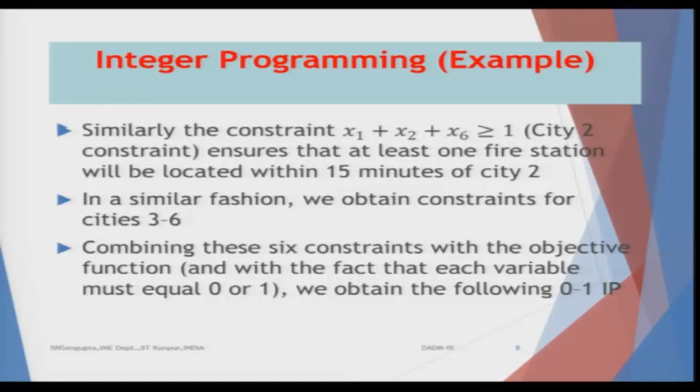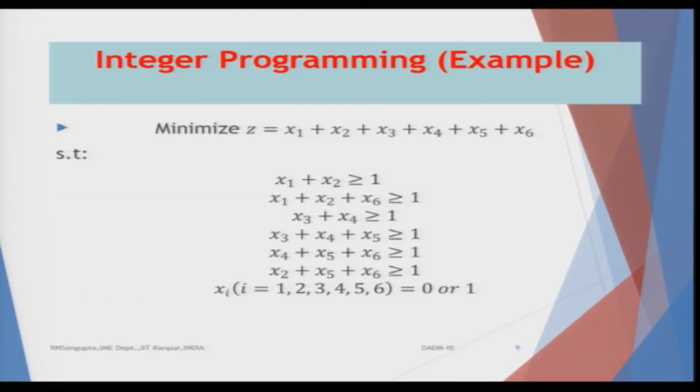So, combining these 6 constraints with the objective function and with the fact that each variable must be 0 or 1. Obviously, x1 can be 0 or 1, either a fire station is built or not built. Similarly, for x2, x3, x4, x5 and x6. Combining these 6 constraints with the objective function and with the fact that each variable must equal 0 or 1, we obtain the 0-1 integer programming as follows.